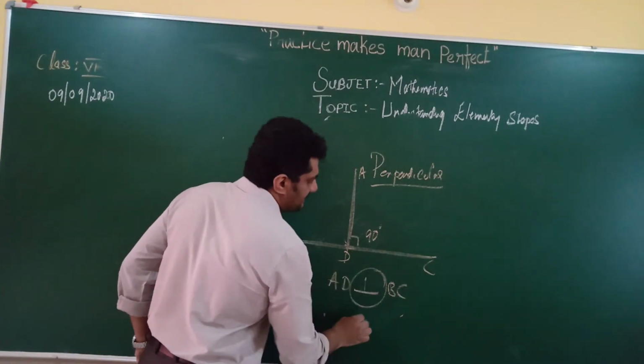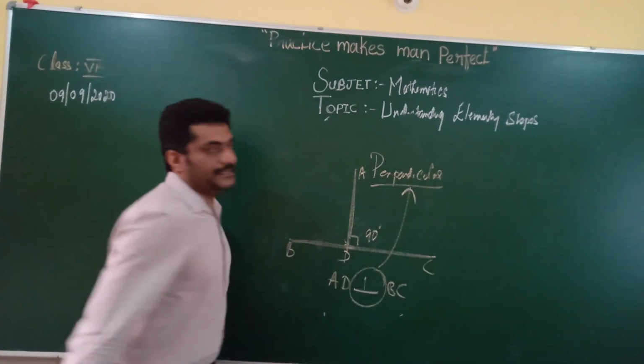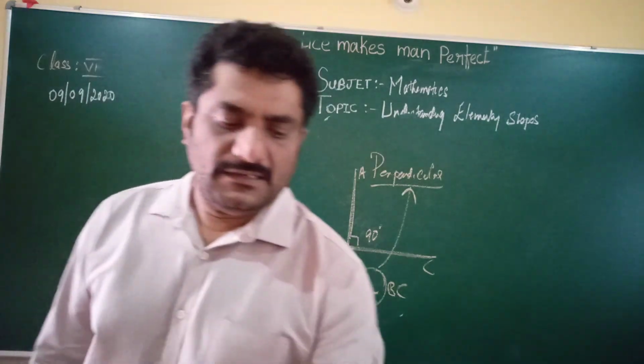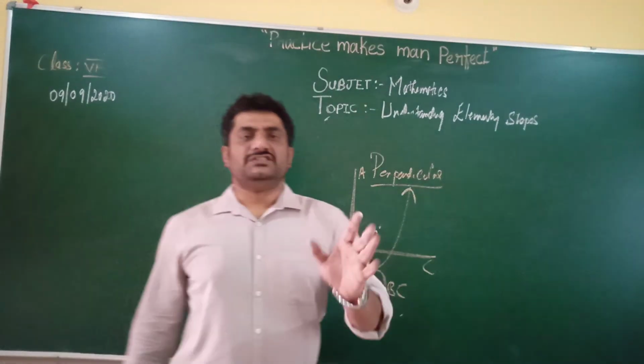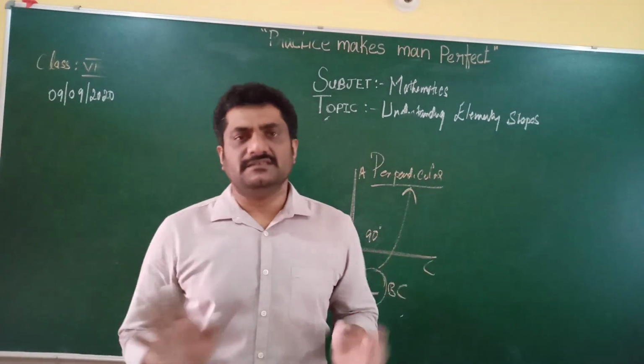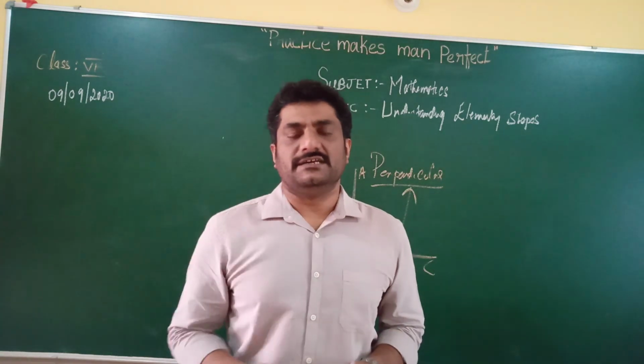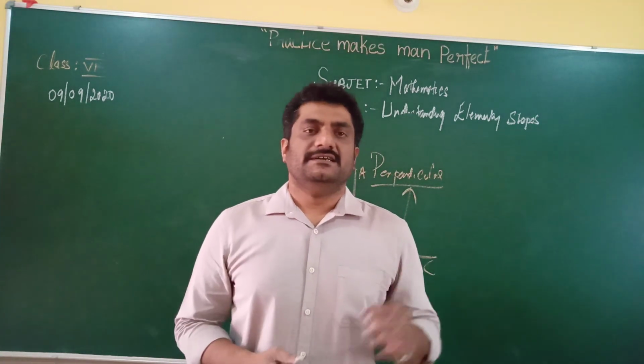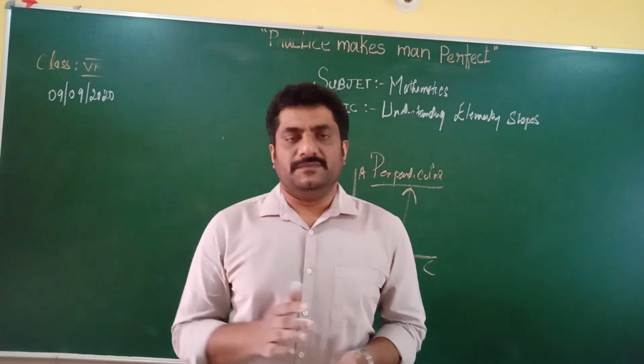Now this is the sign of perpendicular. Okay? Whenever they mention about the perpendicular, it is nothing but 90 degrees. The line is at 90 degree on another line. That is why it is called perpendicular.